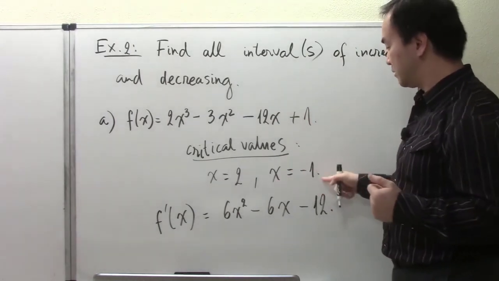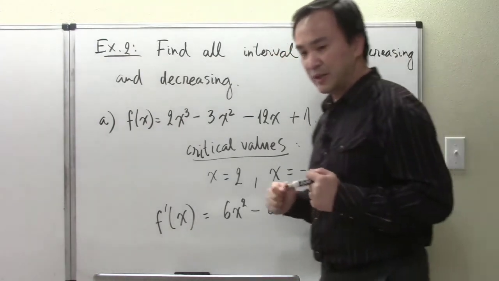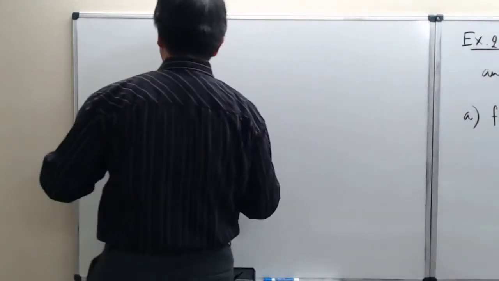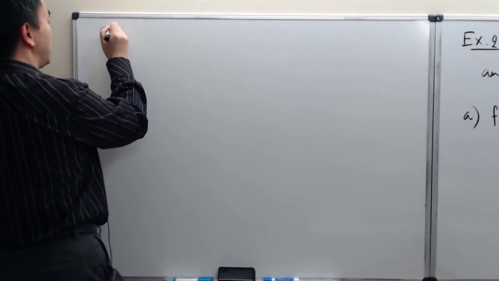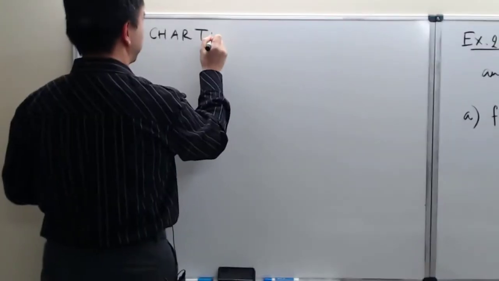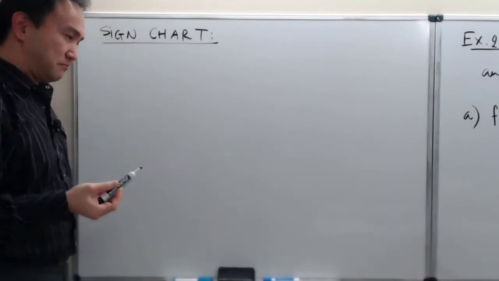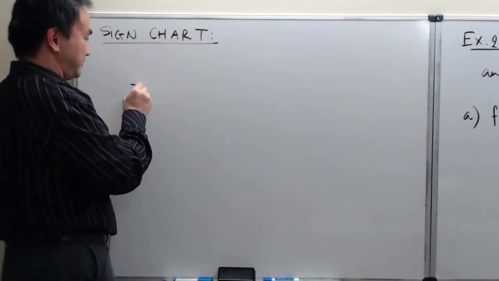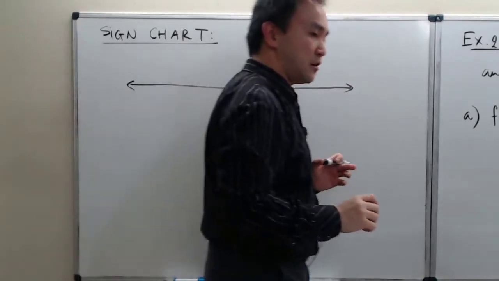And we found two critical values. In order to find the intervals of increasing and decreasing, this is the first time I'm introducing a technique called the sign chart technique. What we are about to do here is construct a sign chart. The whole idea is this: think about the entire line of all real values, or just the x-axis itself.